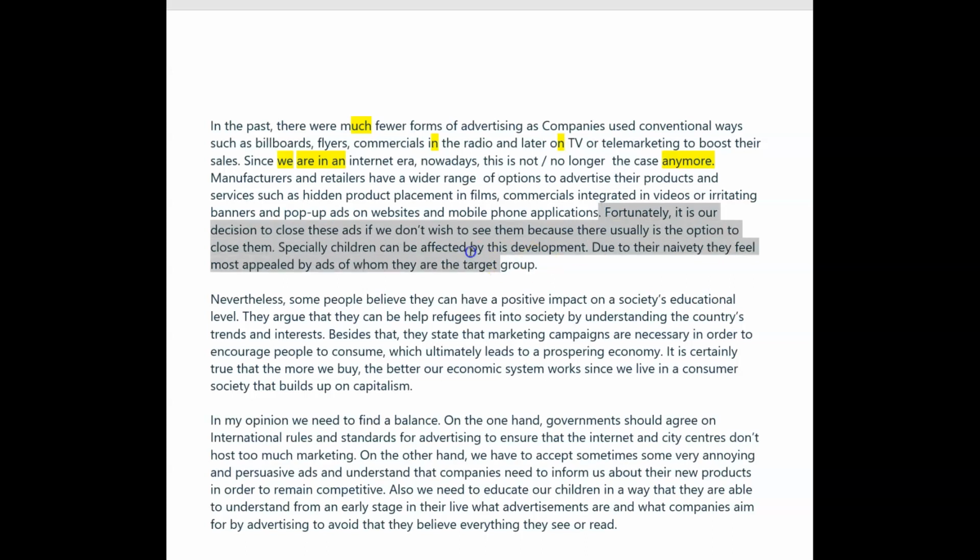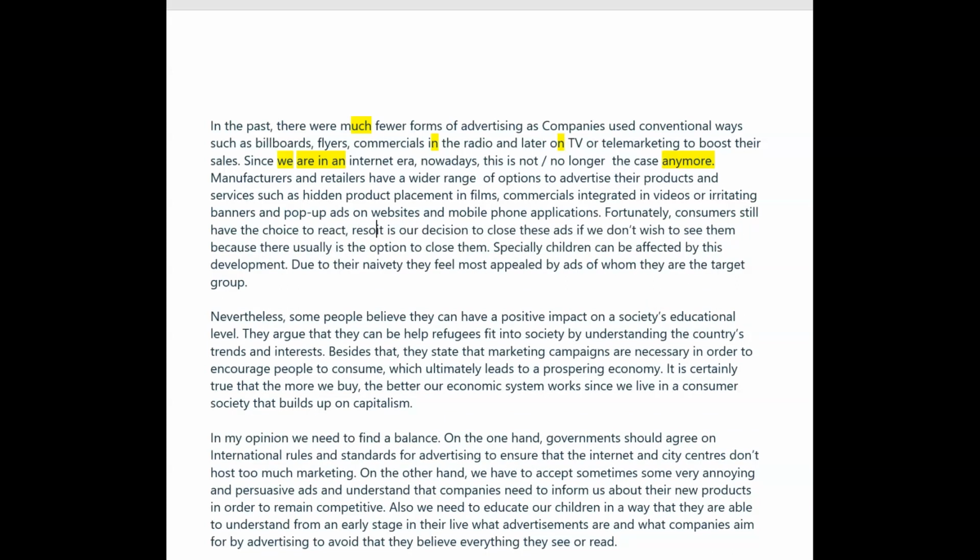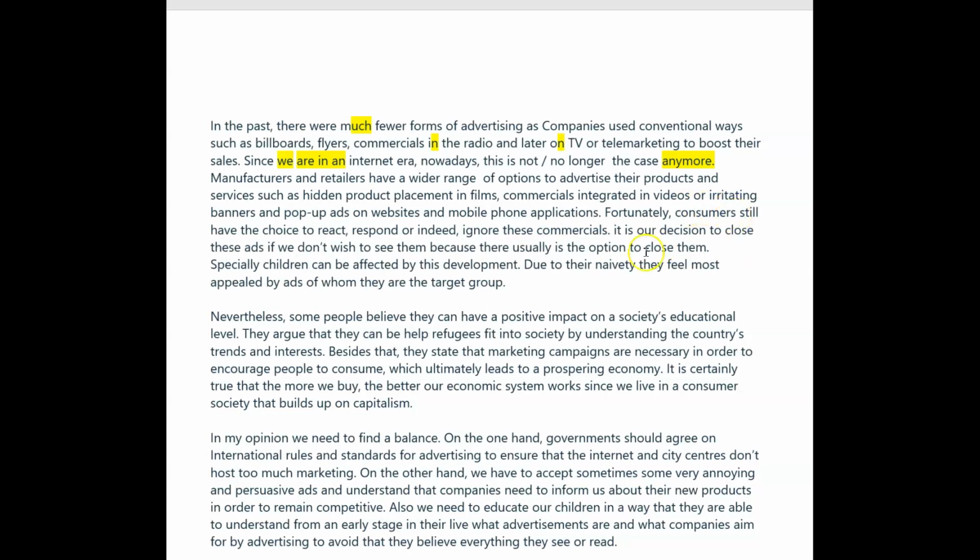Okay, so whilst I love your writing, Anna, and I'm very, very impressed already, just something like this stylistically, I would avoid using we. So, fortunately, consumers still have the choice to react, respond, or indeed ignore these advertisements, or whatever these commercials or pop-ups or advertising or products or whatever. But I would do it this way. So make the consumers the subject of the sentence. So consumers have the choice to, I'm using 3 verbs there, react, respond, or ignore these commercials. Okay? So I would take out that.